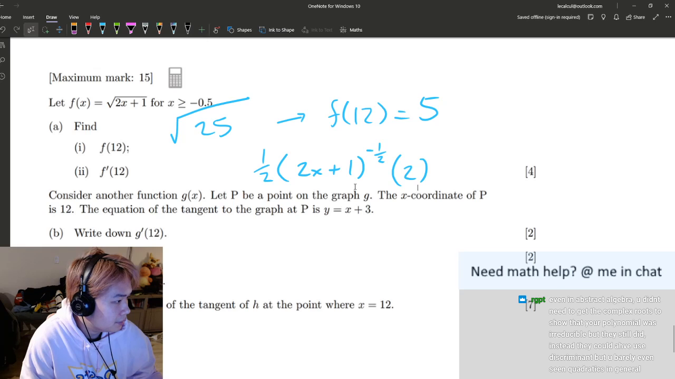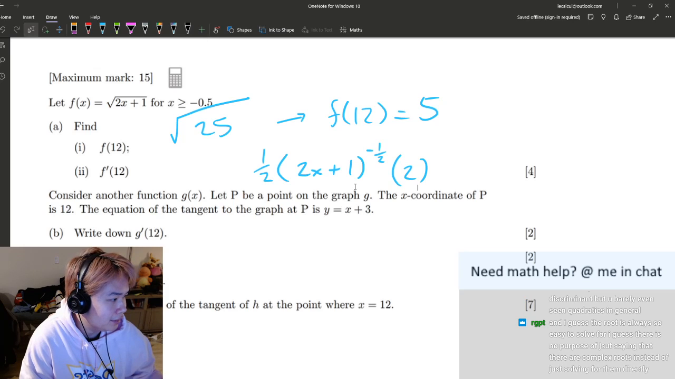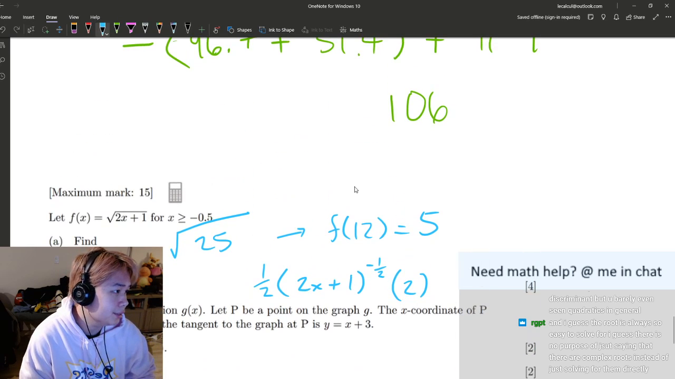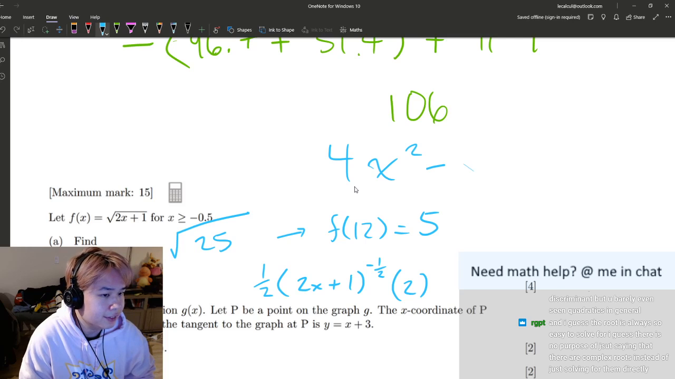Let's see. Even in abstract algebra, you didn't need to get the complex roots to show that your polynomial was irreducible, but they still did. Instead, you could have used the discriminant, but you barely even seen quadratics in general. And I guess the root is always so easy to solve for. I guess there's no purpose in just saying there are complex roots instead of just solving for them. Yeah. I don't know. I just think it depends on the style of question, right? Like, show that there are 2 roots instead of solving for 2 roots. Because a very typical quadratic question is like, you know, you have some unknown coefficient.